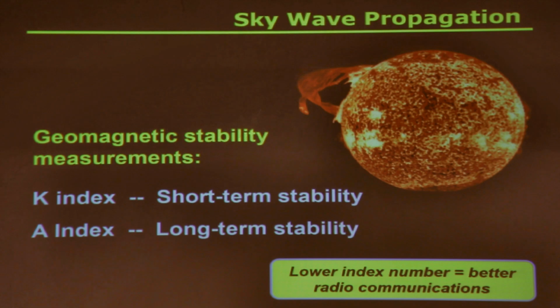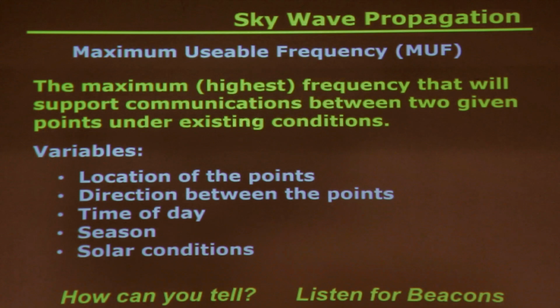Higher numbers mean that they're being disturbed, and you can expect more interference, or a lot of dropout in frequencies. And it just flat out wipes it out. That's part of propagation as well. We talk about minimum usable frequencies and maximum usable frequencies.